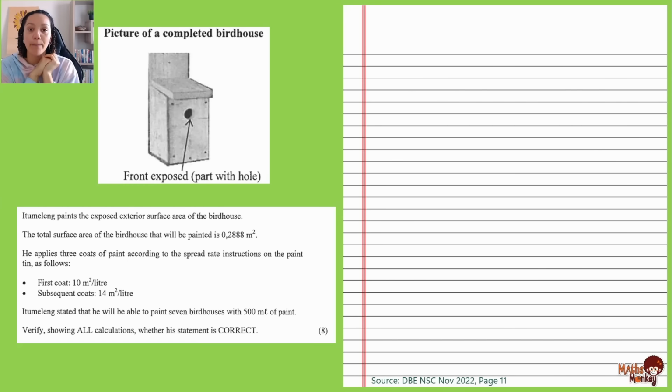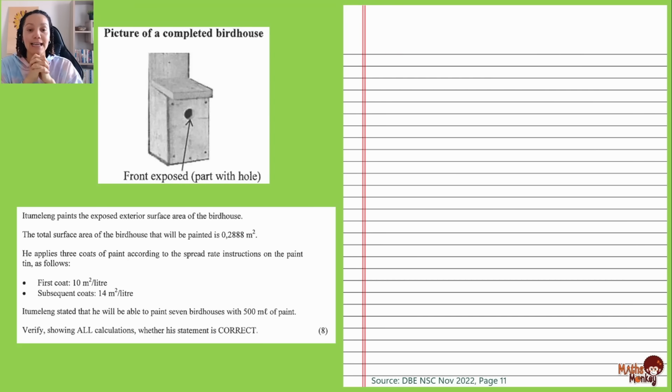It says a picture of a completed birdhouse is given. So if you can see there we have the birdhouse, and then it says Itumeleng paints the exposed exterior surface area of the birdhouse. The total surface area of the birdhouse that will be painted is 0.2888 meters squared. So automatically I'm paying attention to what is the unit that's given to me. So this is meters squared, right?